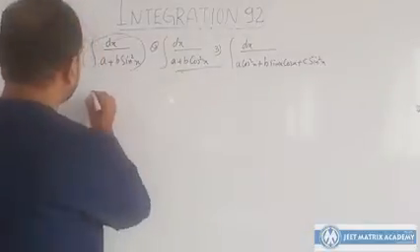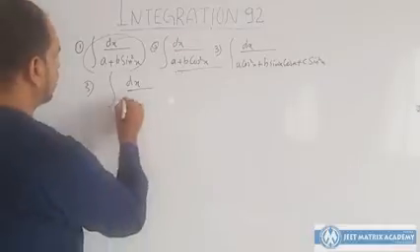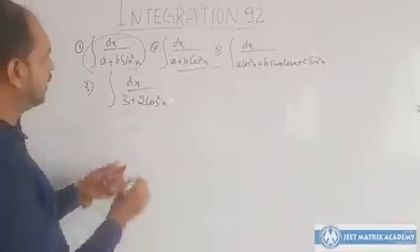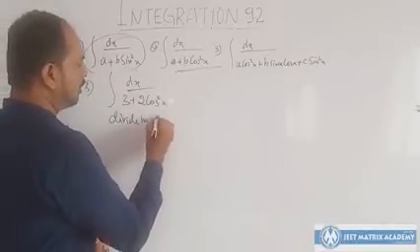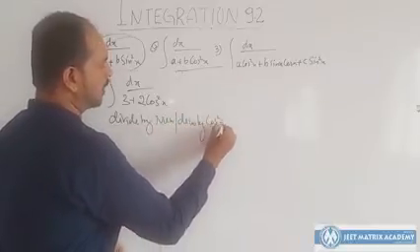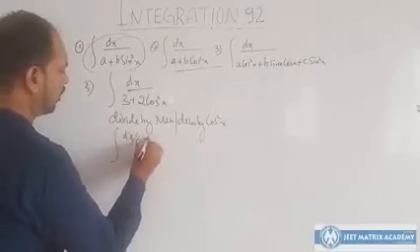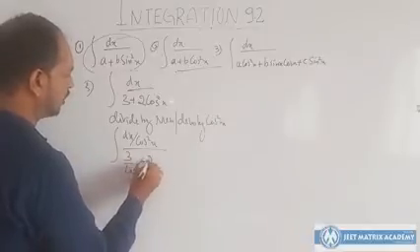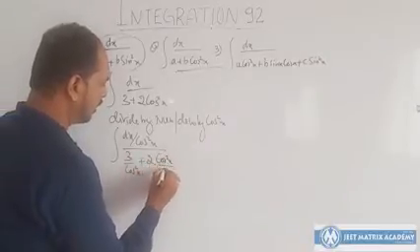One more problem, the third problem: integration of dx divided by 3 plus 2 cos square x. Again, divide the numerator and denominator by cos square x. What will we get? Integration of dx by cos square x, over 3 by cos square x plus 2 into 1, cos square x by cos square x, right?